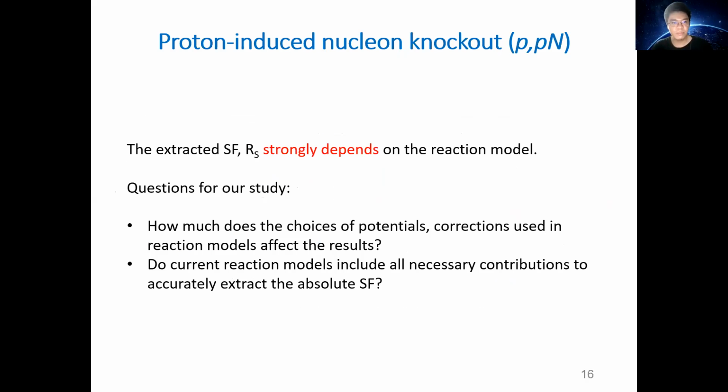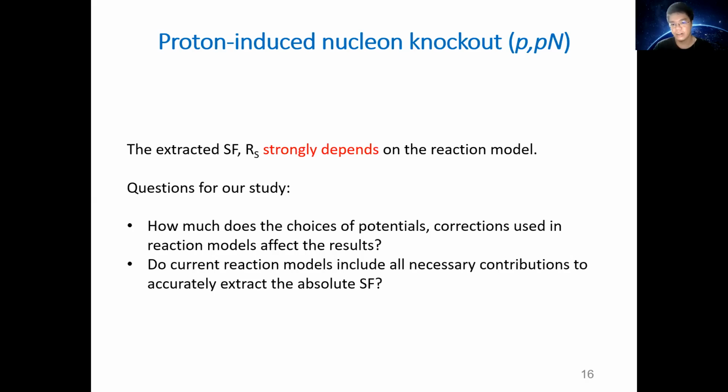So the problem that our group tries to solve in this work is that the extracted spectroscopic factor and the reduction factors strongly depend on the reaction model. It is not an observable. So we try to answer the question: how much does the choice of optical potentials and bound state potentials and corrections used in the reaction model affect our result?